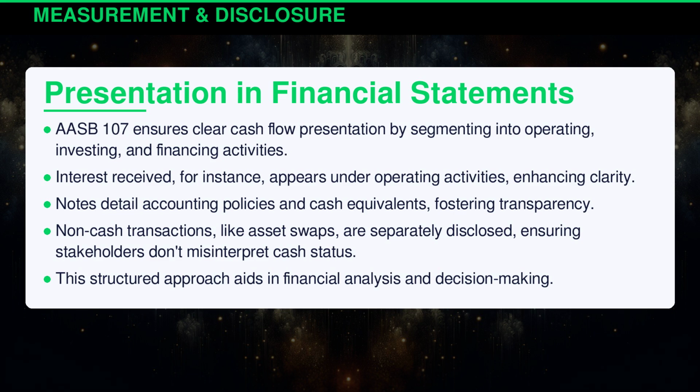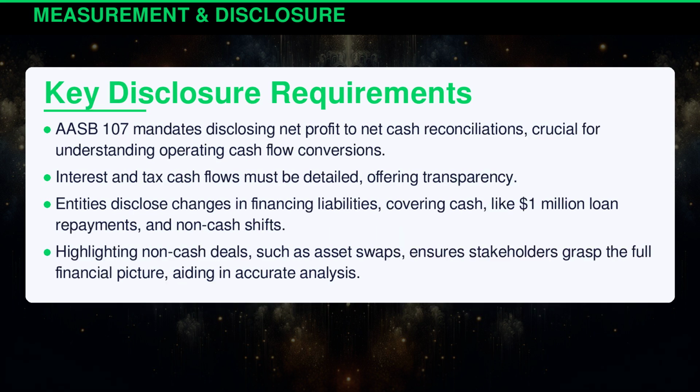AASB 107 ensures clear cash flow presentation by segmenting into operating, investing, and financing activities. Interest received, for instance, appears under operating activities, enhancing clarity. Notes detail accounting policies and cash equivalents, fostering transparency. Non-cash transactions, like asset swaps, are separately disclosed, ensuring stakeholders don't misinterpret cash status. This structured approach aids in financial analysis and decision-making.